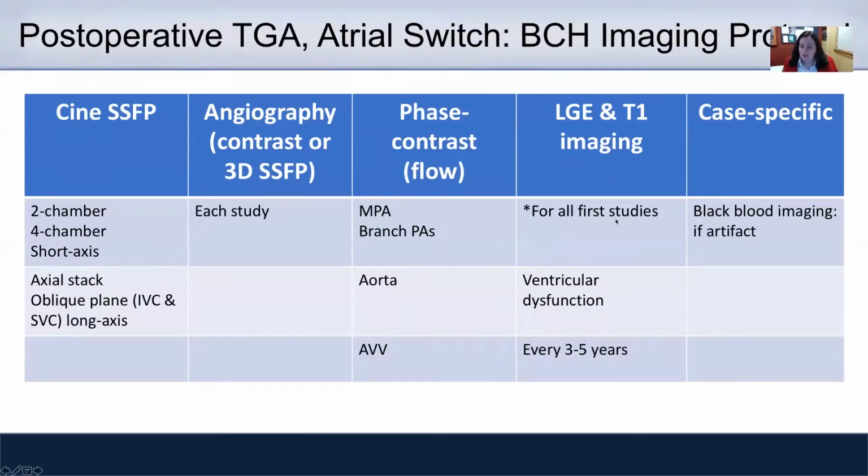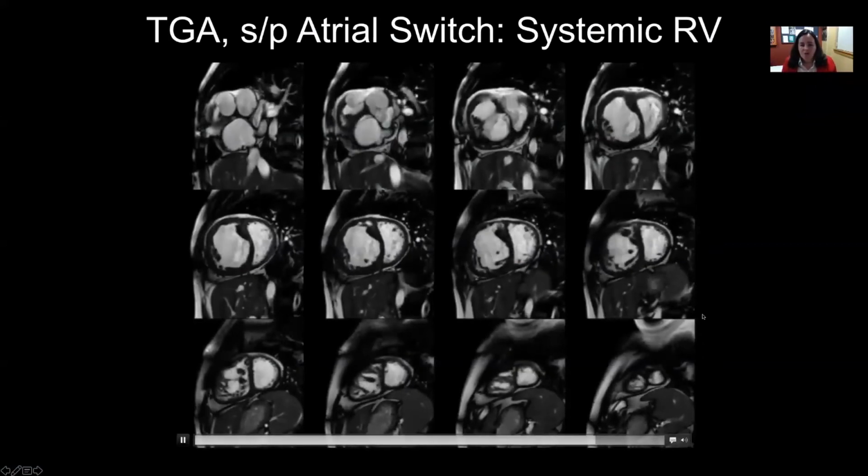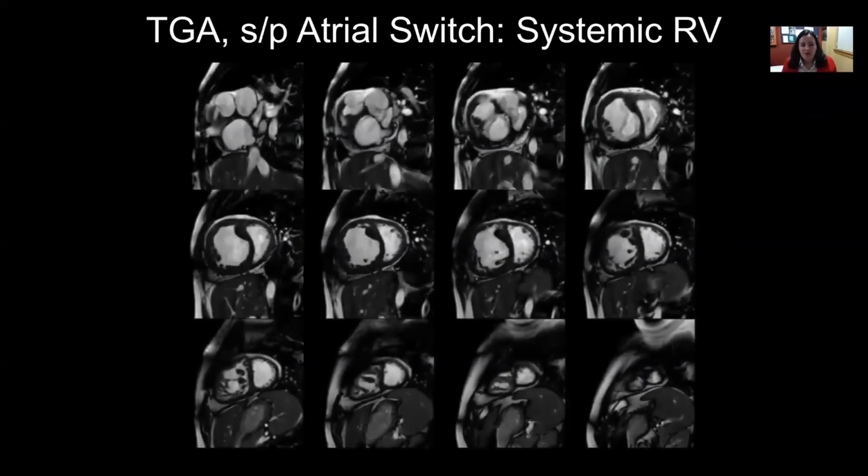We often give contrast for first-time studies, again, more often if patients have ventricular dysfunction. And we use black blood imaging if there are artifacts or stents, so that we may be able to better see vasculature with that type of imaging. So I'd like to share with you just a few representative images for patients with an atrial switch procedure.